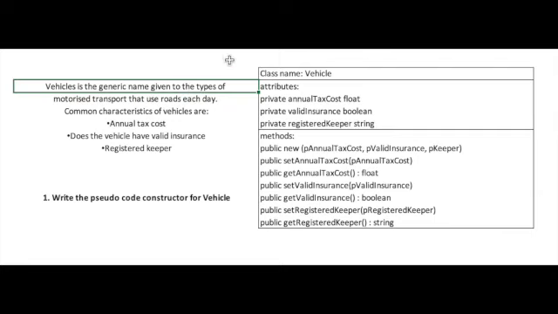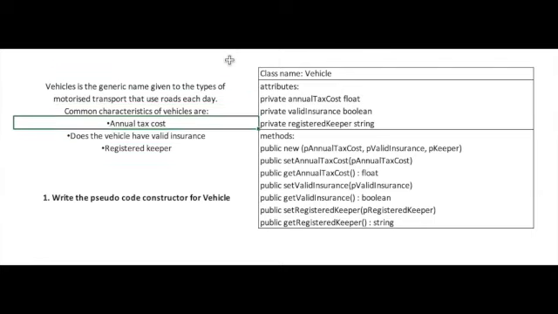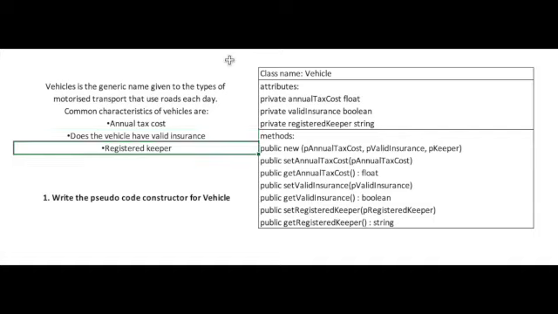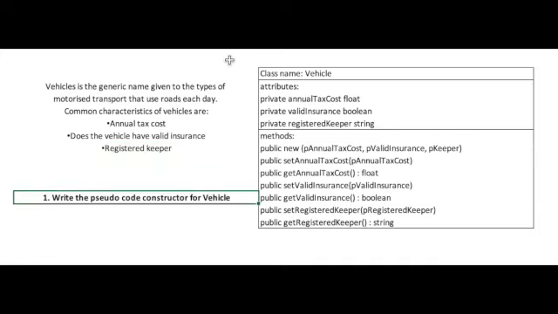Vehicles is the generic name given to types of motorized transport that use roads each day. Some common characteristics include the annual tax cost, does the vehicle have valid insurance, and the name of the registered keeper. And the task in front of us today is to write the pseudocode constructor for the class vehicle.